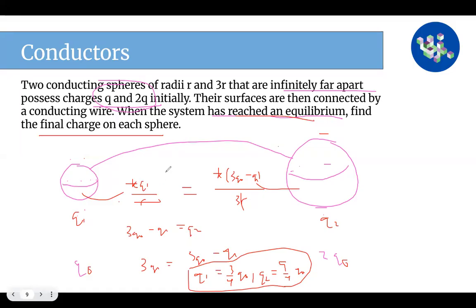And then I just equate these two together. I make sure that I know the total amount of charge is conserved, and then I can just solve for the amount of charge on each of the spheres. And we got our answer. So Q1 is 3 over 4 Q0 and Q2 is 9 over 4 Q0. And yeah, that was a nice problem about conductors.